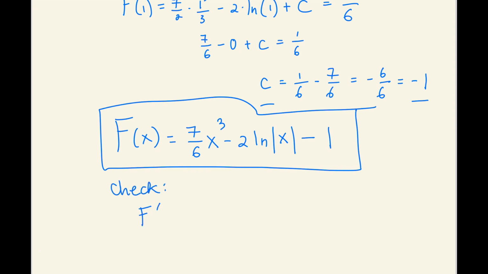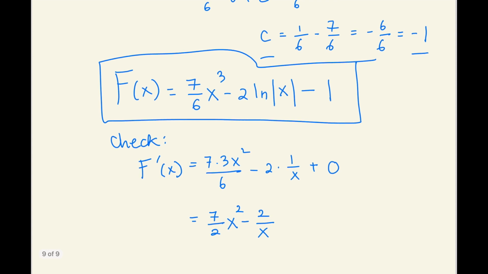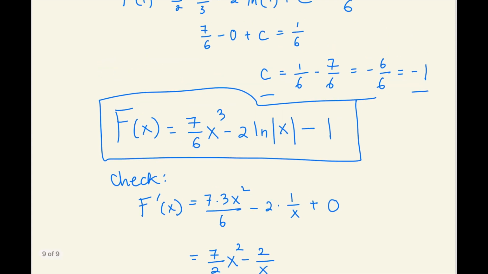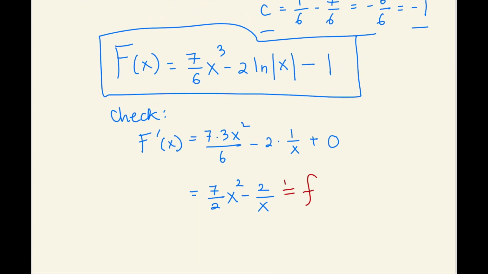So you can take the derivative here and make sure that you get f. So this is going to give me 7 times 3x squared over 6 minus 2 times 1 over x plus 0. And this is just equal to 7/2 x squared minus 2 over x. Okay, so is this the same as the original function here, 7 half x squared minus 2 over x? This indeed is equal to f of x, the original function f of x.